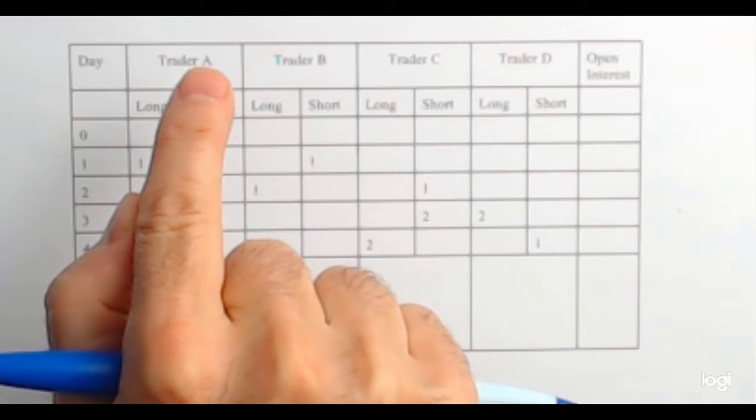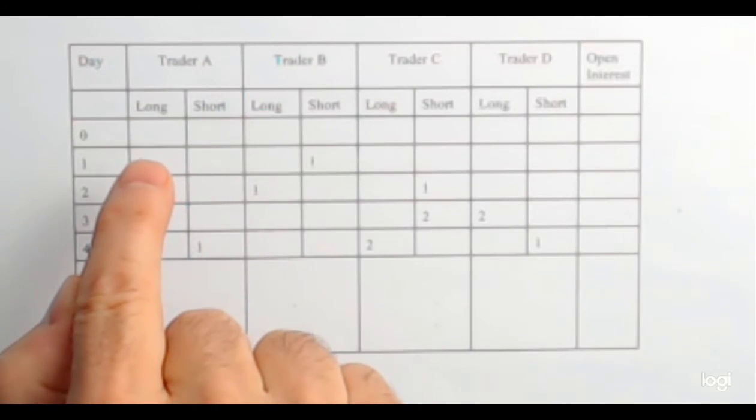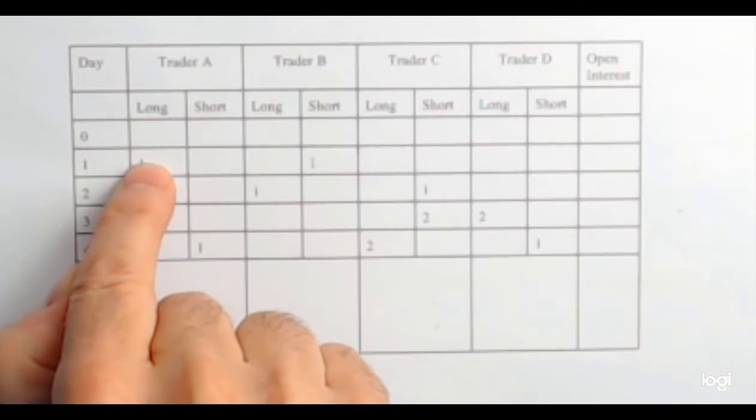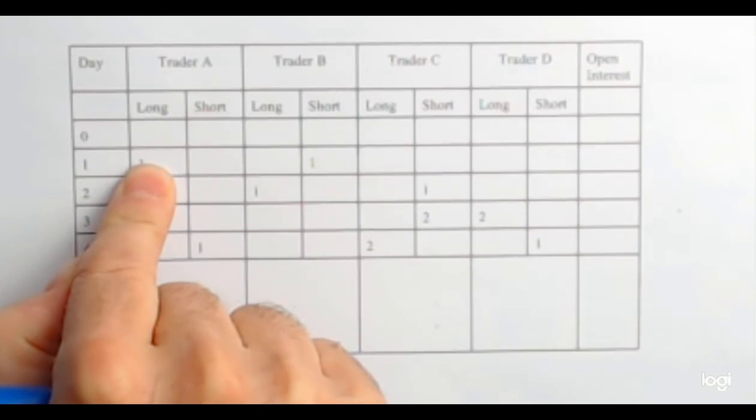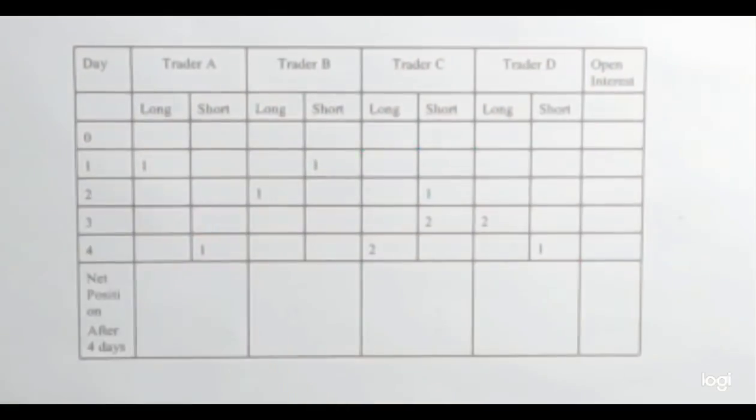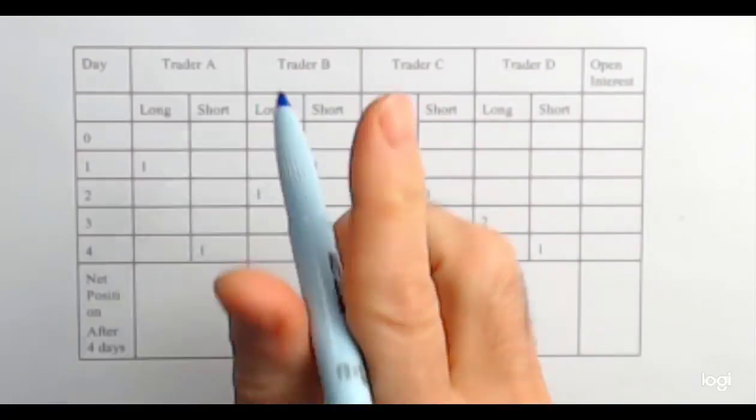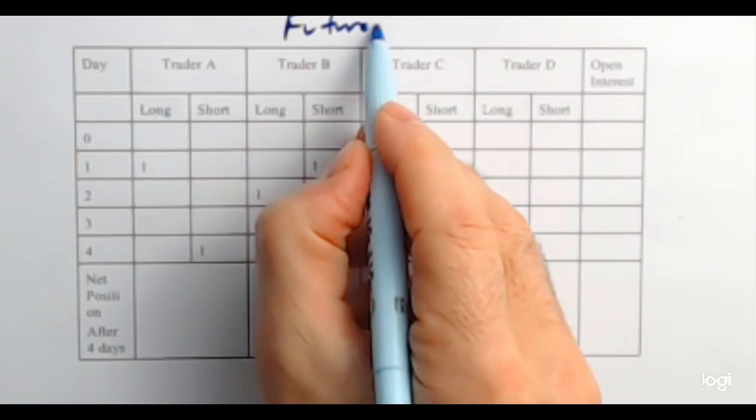Now, let's take a look at Trader A. Trader A went long on day 1. Since Trader A had no prior position, that's an opening position, which means they hope whatever the underlying asset on this futures contract is, and by the way, this is for futures contracts.